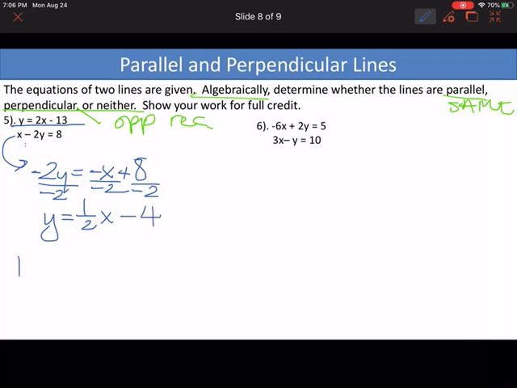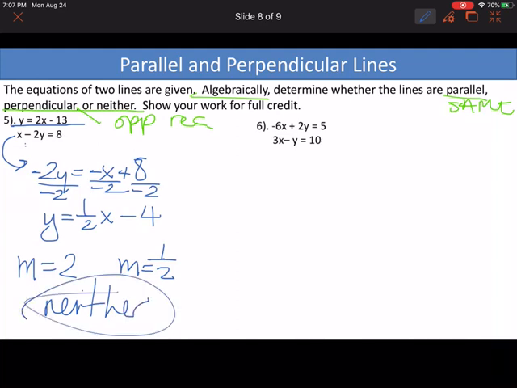Okay, so let's compare. The first slope was 2. The second slope was a half. Okay, are they the same? No. Are they reciprocals? Yes. Are they opposite reciprocals? Well, they're both positive. To be opposite reciprocals, they have to have opposite signs. So it's neither of them, so I'm going to just write neither. That's how you know, because they're not equal and they're not opposite reciprocals. Just reciprocals, but not opposite reciprocals. It needs to be both.